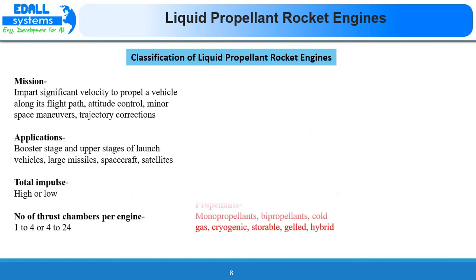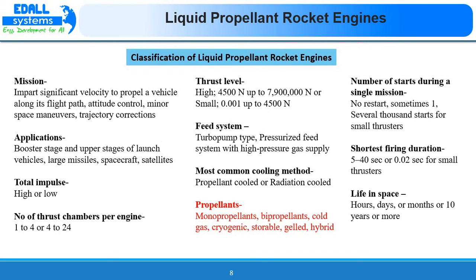So based on various parameters, there is a broad class of classification for these kinds of rocket propulsion engines. Based on the mission, that is, if we need to impart significant velocity to propel a vehicle along its flight path, or we need it for altitude control or some minor space maneuvers or trajectory corrections. Or based on the application, whether we want to use it for booster stage and upper stage of launch vehicles, or for large missiles, spacecraft, or satellites, whether we need a high total impulse or low total impulse, or how many thrust chambers per engine are available, that is either 1 to 4 or 4 to 24.